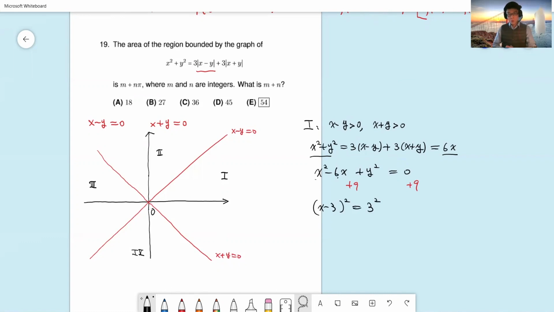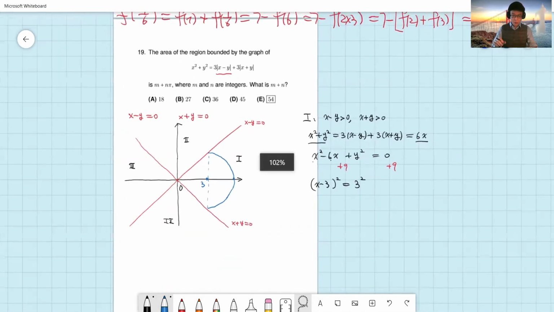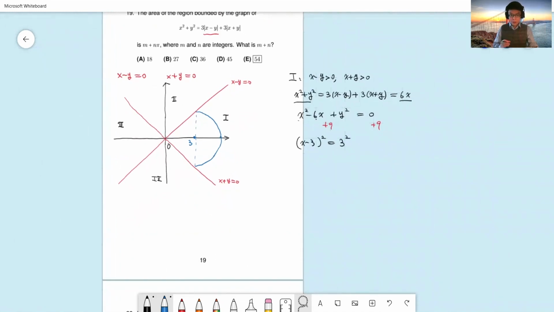So this is a circle. The center of the circle is at (3, 0). The radius of the circle is 3. So let's draw this piece of the circle. It's basically a semicircle. Okay, this is a semicircle. The other parts of the circle are not in this region, so we only have this piece. Similarly, we can discuss regions 2, 3, 4, and accordingly find the curve, the branches.